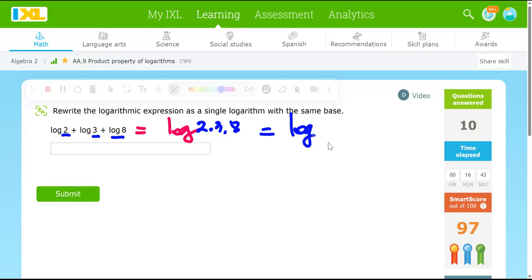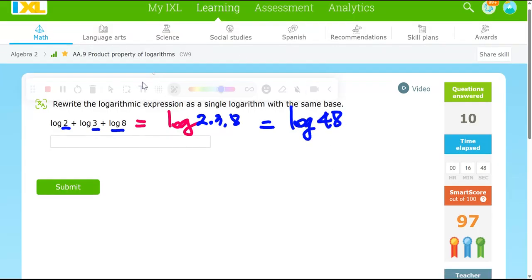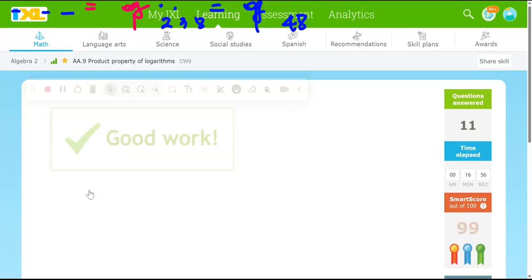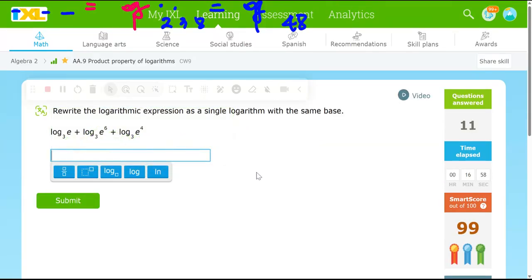So I can combine them together. That's it. We're done. Log base 10 of 48. And I'm done. Voila.